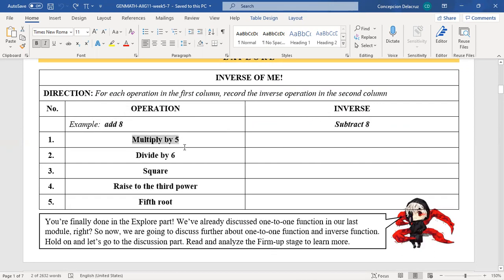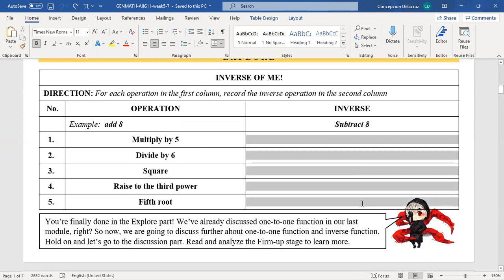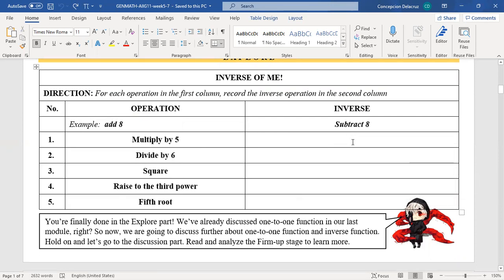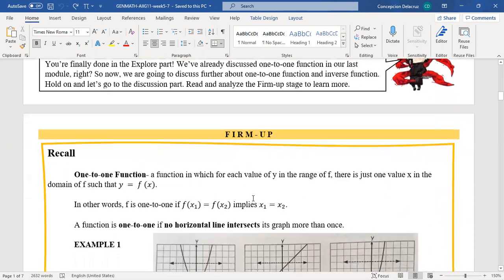How about this one? Multiply by 5. Okay, the inverse of multiplication is division. So first, you answer here, and so on. So now let's go to Firm Up.